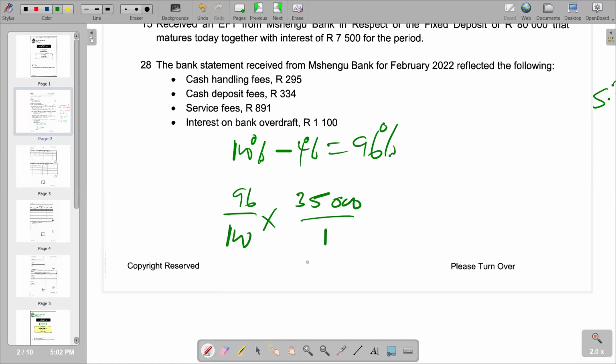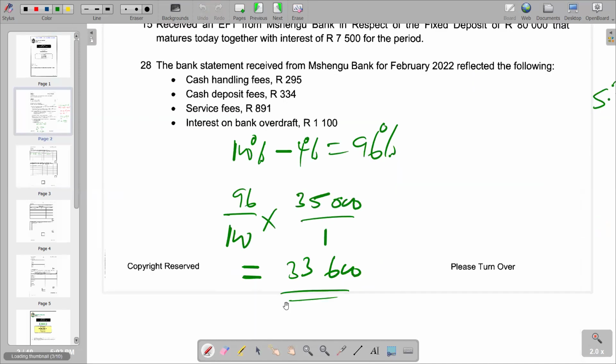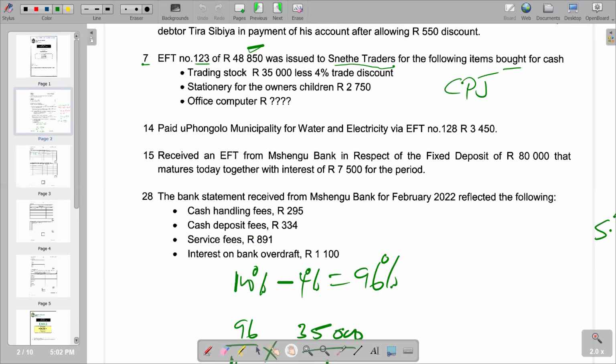So we calculate it like that. The figure that you are supposed to get is 33,600. So this is the value that is supposed to come here for our trading stock. So we have got 33,600. And then we try to see the other elements that we have inside our 48,850. So we have calculated our trading stock.